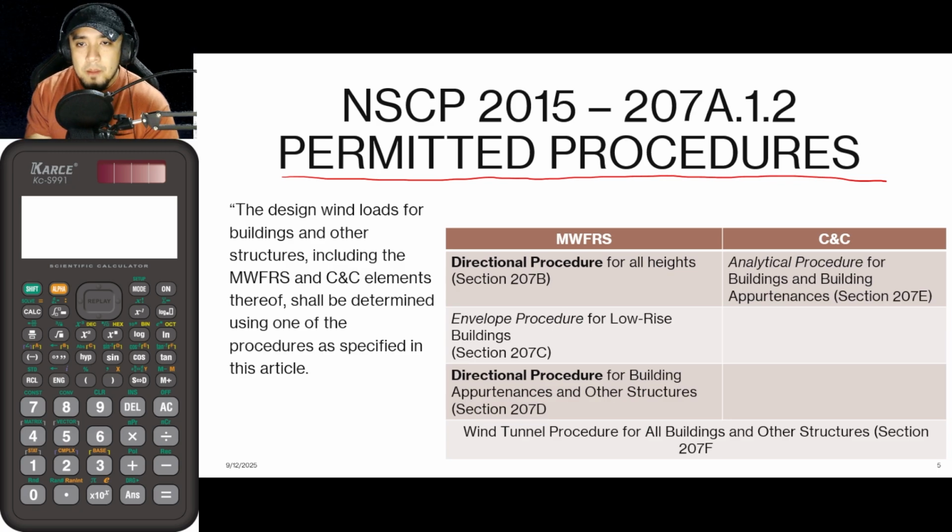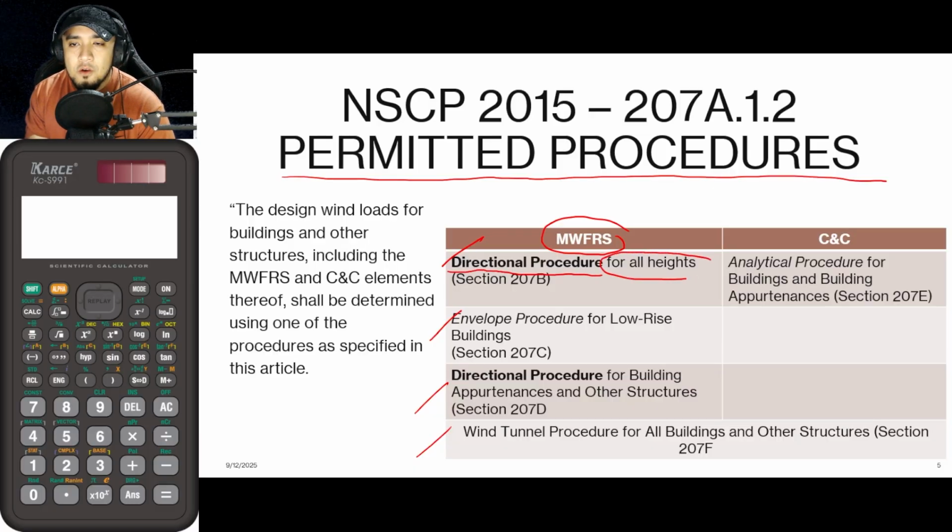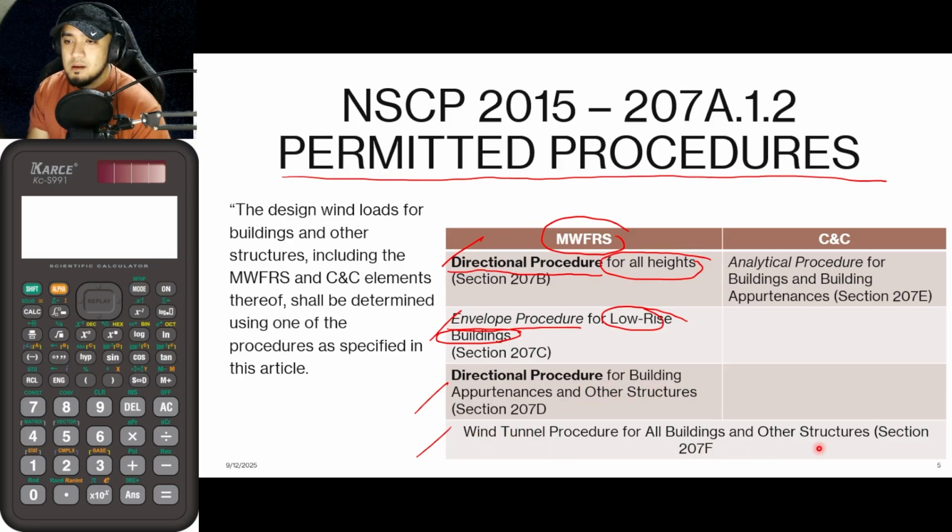Okay, so for MWFRS, we have four permitted procedures. We have one, two, three, and four. For the first one, this is what we would be calling the directional procedure for all heights. For number two, we have the envelope procedure for low-rise buildings. Then number three, the directional procedure for building appurtenances and other structures. Then fourth, we have the wind tunnel procedure for all buildings and other structures.